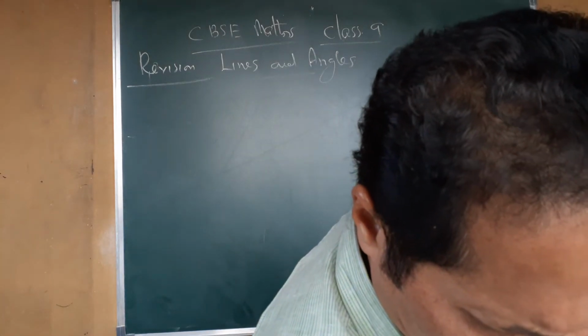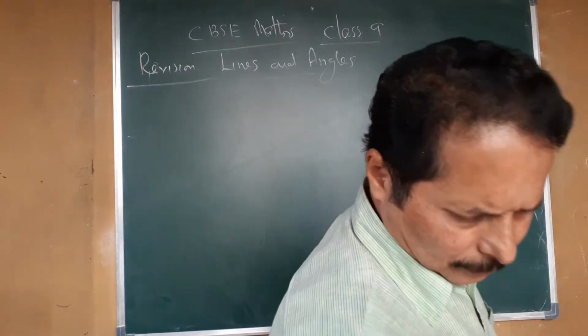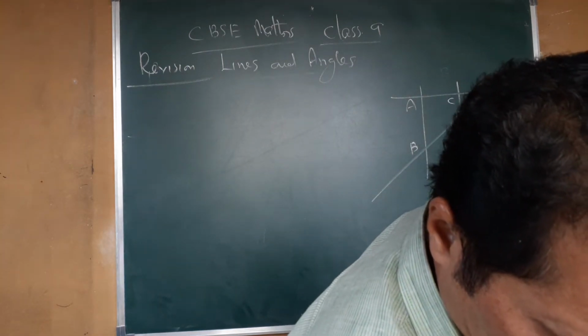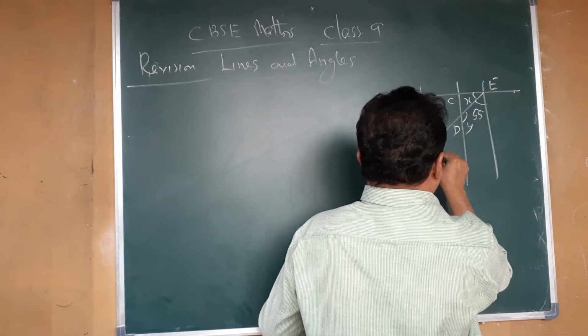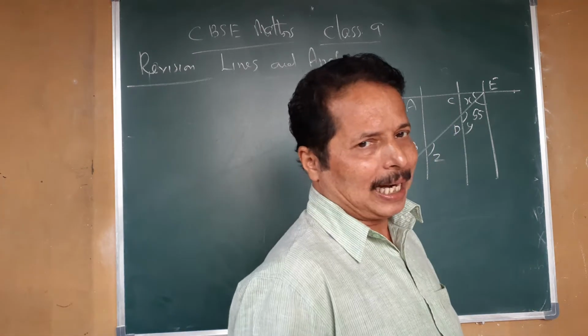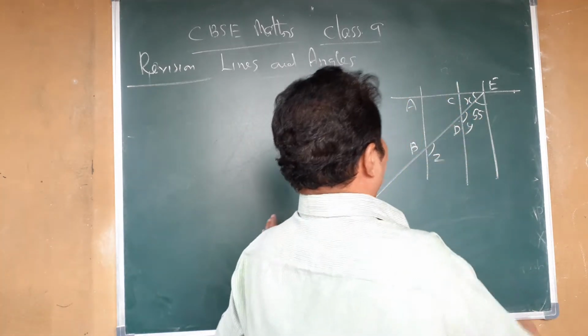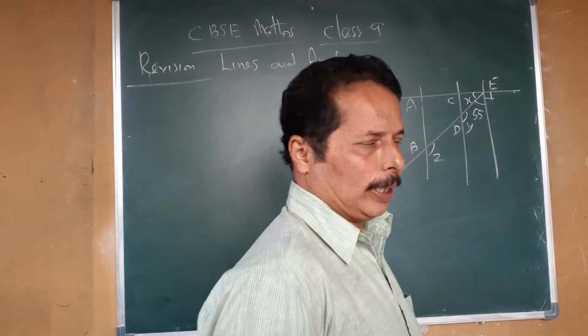It is given 55 degrees here. And the unknown angles are X, Y and Z. The picture is given. Here these three lines are parallel. And it is given this is perpendicular. Here it is perpendicular. Are you ready?